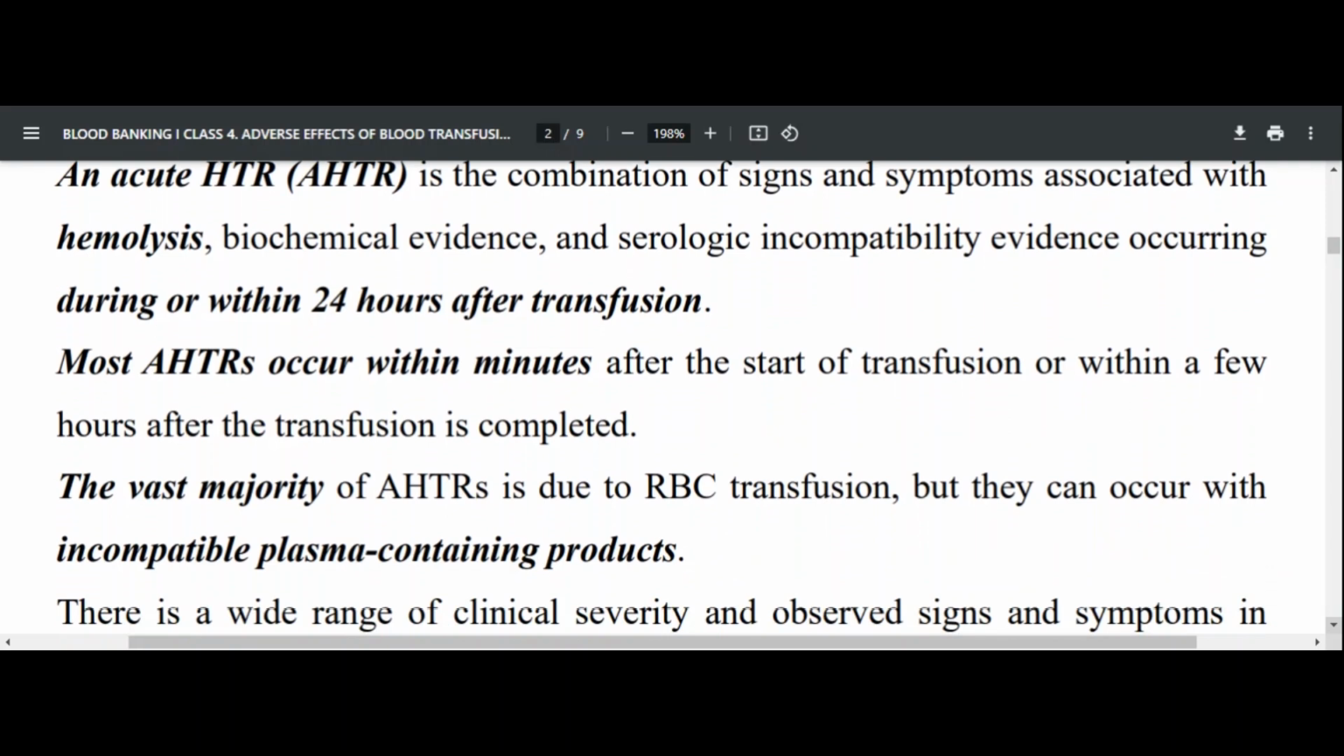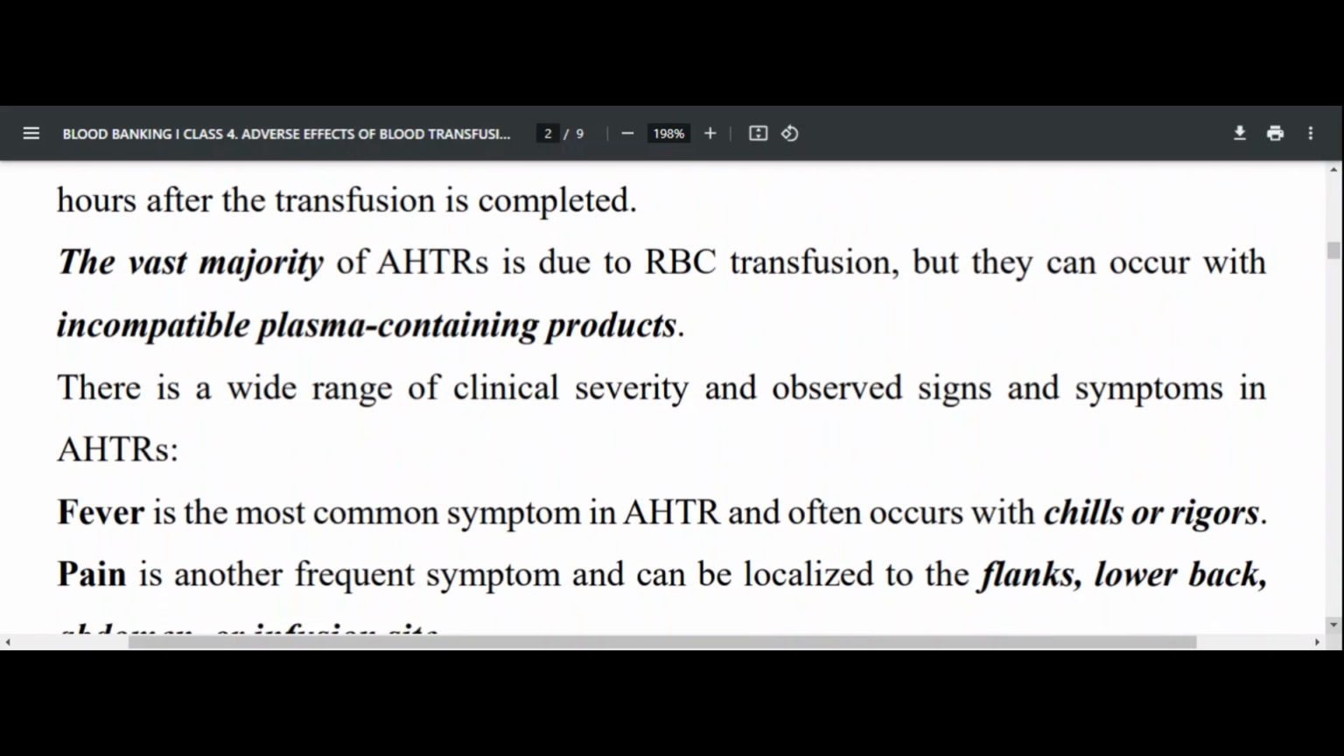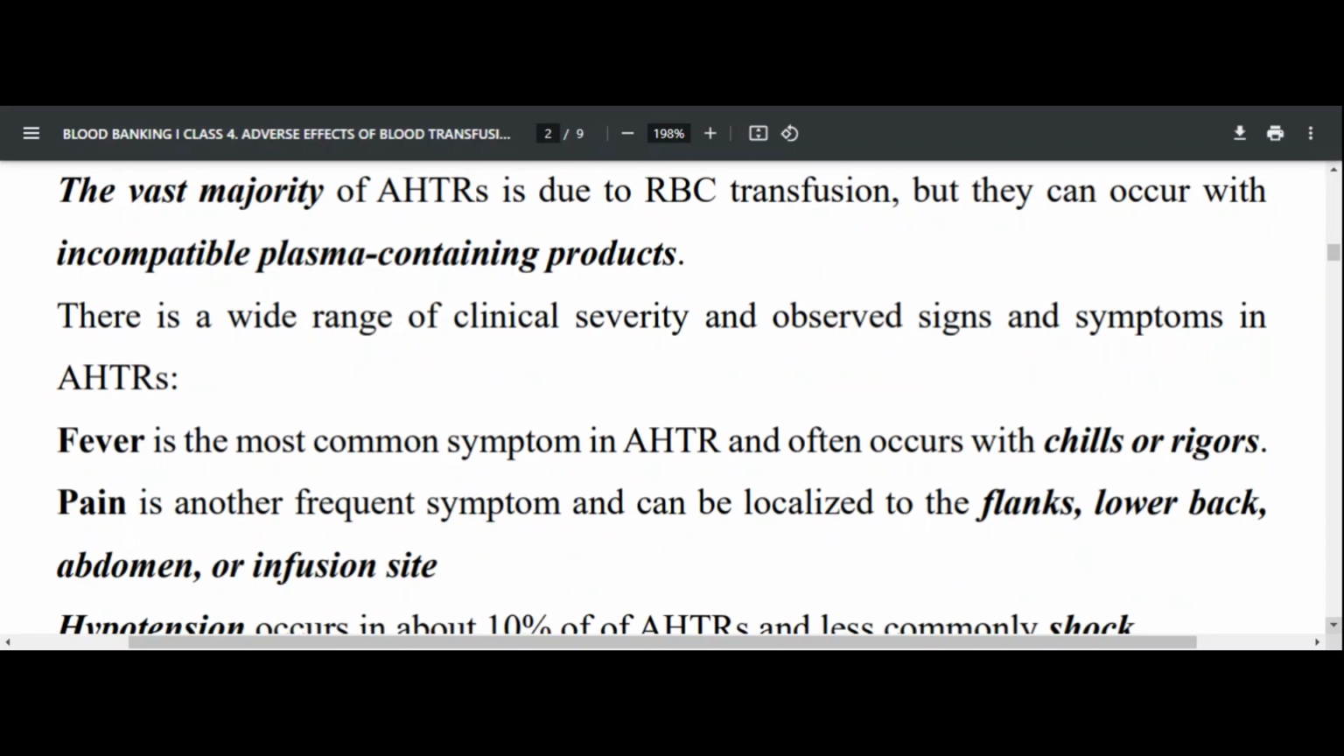Within a few minutes, patients start to experience symptoms of acute hemolysis. The vast majority of acute hemolysis is due to RBC transfusion, but it can also occur with incompatible plasma-containing products, for example cryoprecipitate and platelets, right? All those contain plasma, and sometimes they can also cause acute hemolytic reaction, but that is a minor occurrence or frequency. There is a wide range of clinical severity and observed signs and symptoms in acute hemolytic transfusion reaction. So that's what you have to keep in mind.